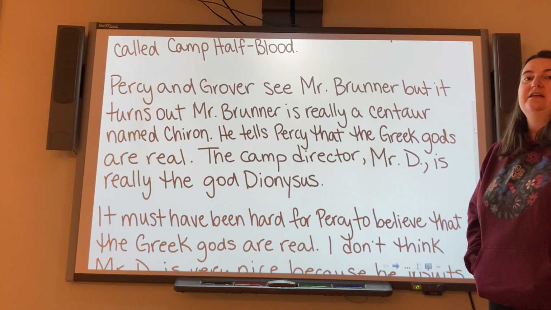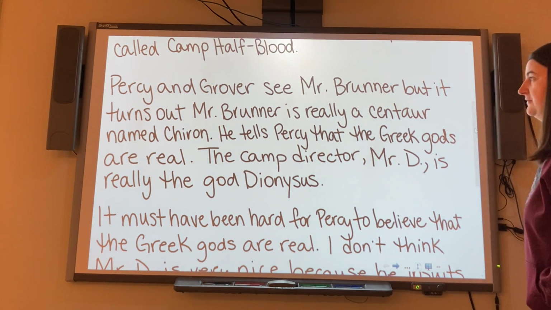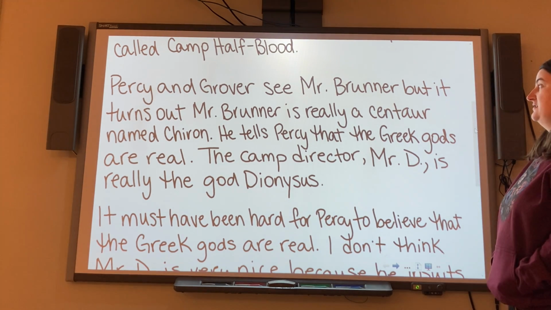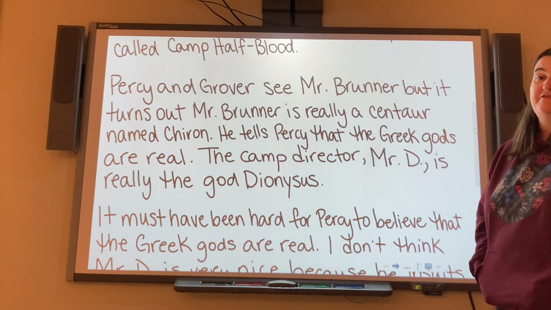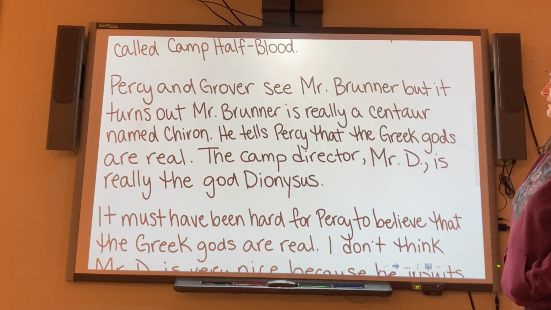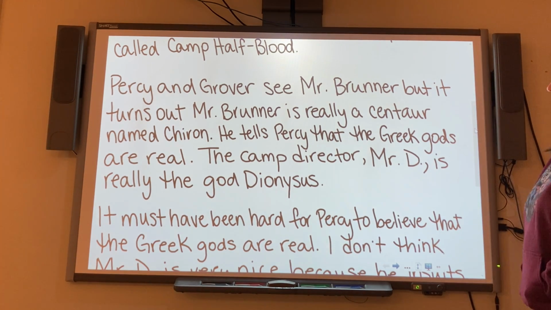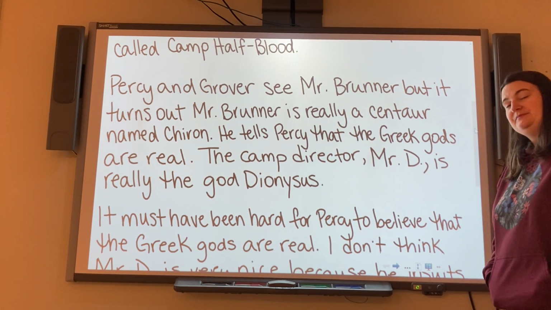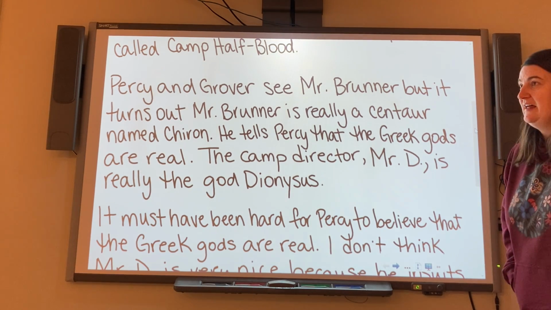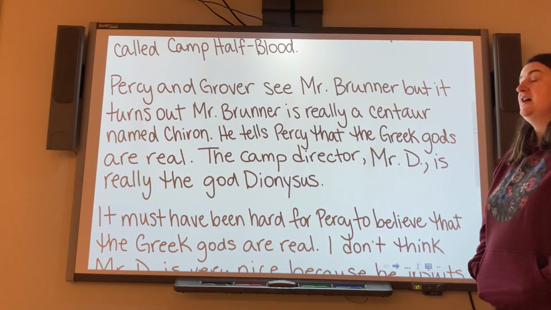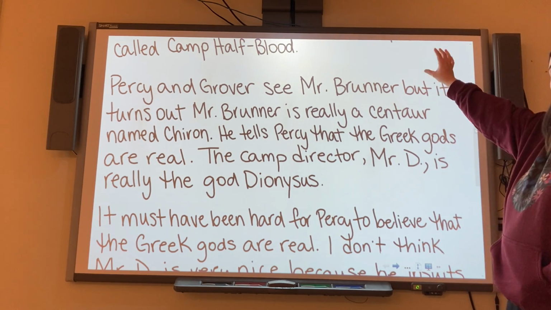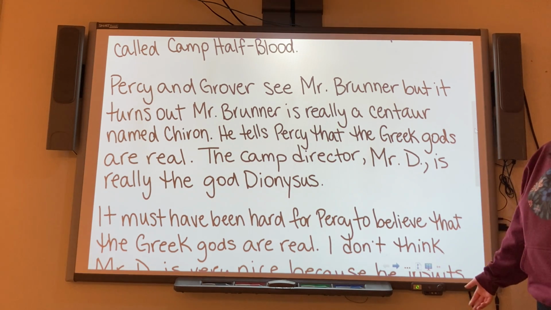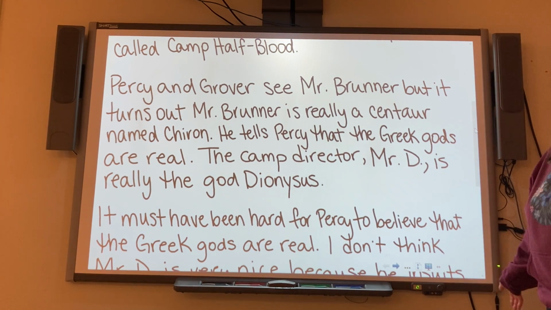All right, so once you're done that 3 sentences, then you do 3 sentences what happened in the events of the story, the events of chapter 5. So chapter 5, Percy and Grover see Mr. Brunner, but it turns out Mr. Brunner is really a centaur named Chiron. That's an event that happens. He tells Percy that the Greek gods are real. The camp director, Mr. D, is really the god Dionysus. So, these are 3 sentences telling the events of the story. So it's not just focused on Percy, because that's paragraph 1. Paragraph 2, events. Remember to pause the video to make sure that everybody has this written down before you move on.